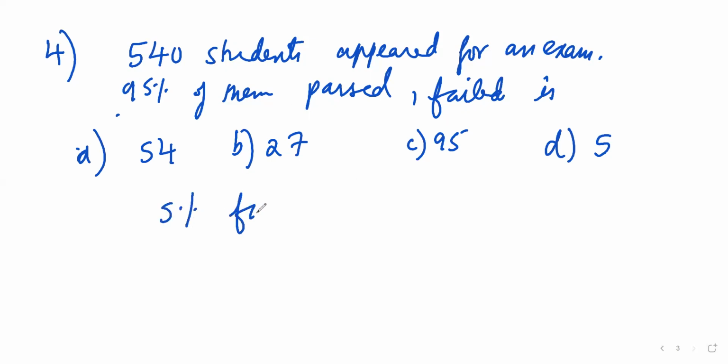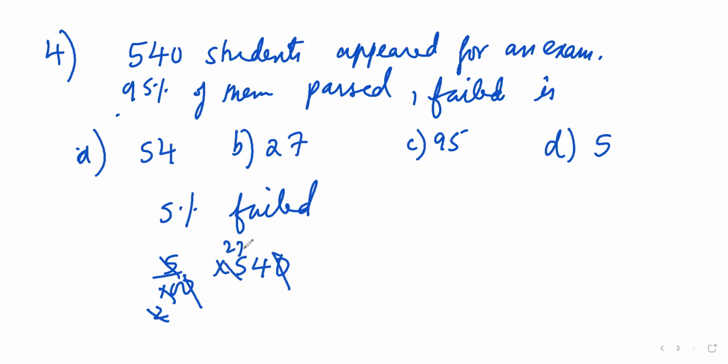So, you see, if 95% of them have passed, obviously 5% have failed, isn't it? 95 plus 5 will give me 100. So, we need to calculate 5% of 540. And we'll see what we are going to get. Okay, so this 0 and 0 will cancel. 5 ones are 5, 5 twos are 10, 5 ones are 5, 27. The correct option is B, which is 27. So 27 of them failed.